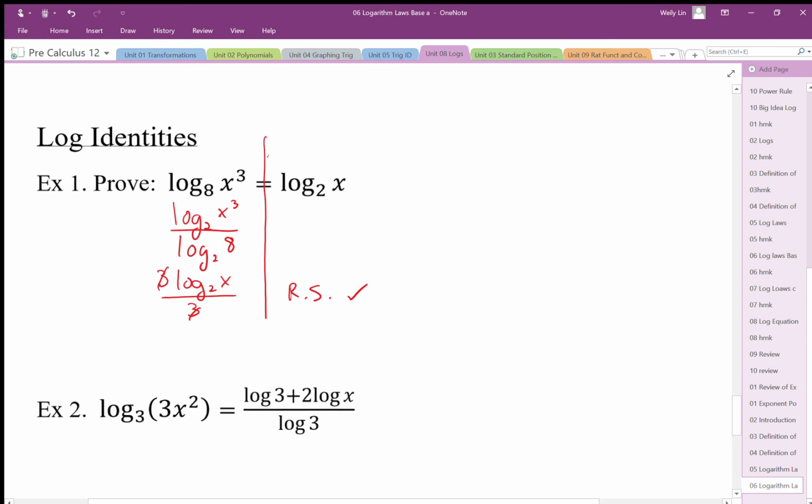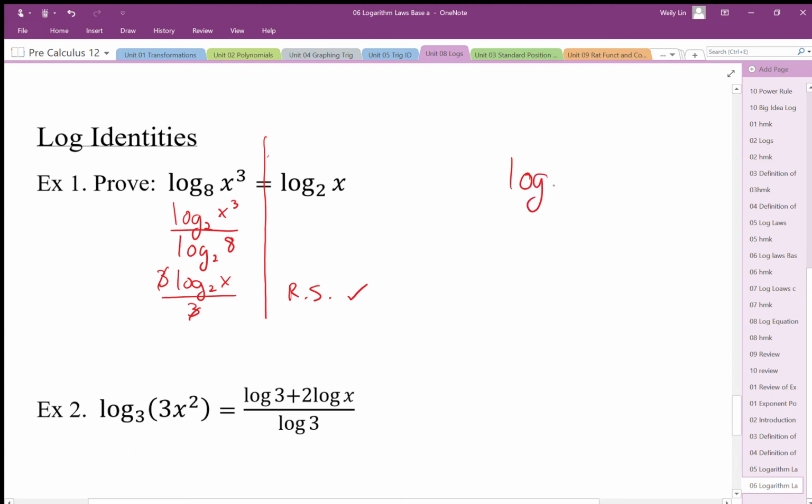Now what this identity actually implies is that, notice that if I cube the base and cube the argument, that seems to stay the same. That seems to keep it the same value. And that's a very useful thing if it in fact is true. And I'm just going to write it over here.